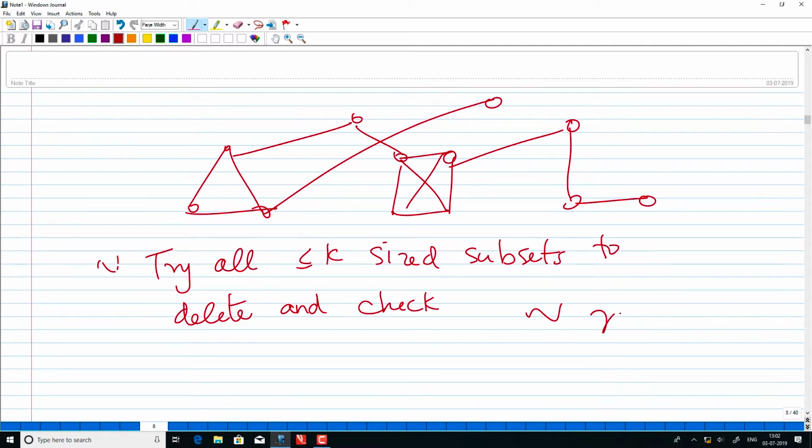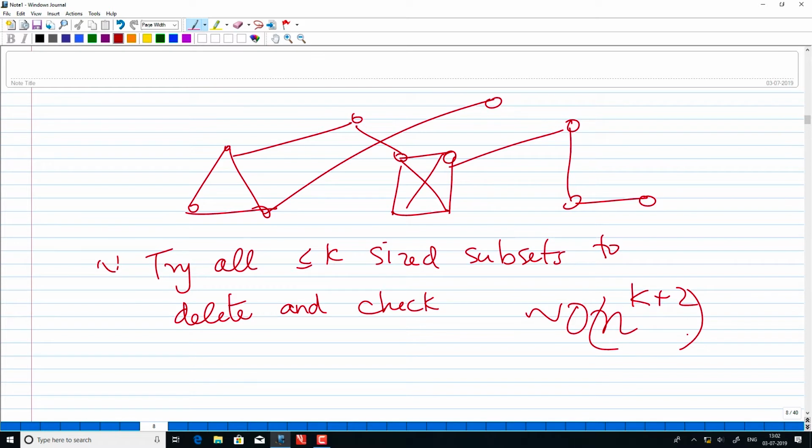And this algorithm is like n power k plus 2 or something, because n power k is the number of guesses I am trying, and for each guess the deletion and checking whether it's a cluster graph, let's say it takes n square time. So overall it's n power k plus 2 time. Okay, k is in the exponent, again which you expect because one can show that this is also an NP complete problem.